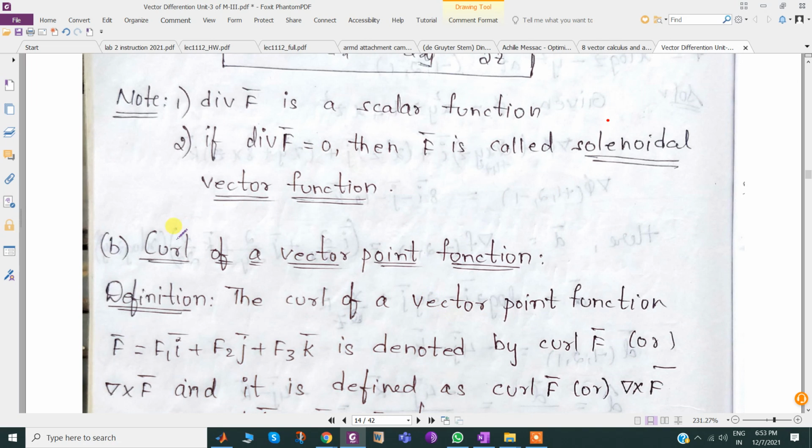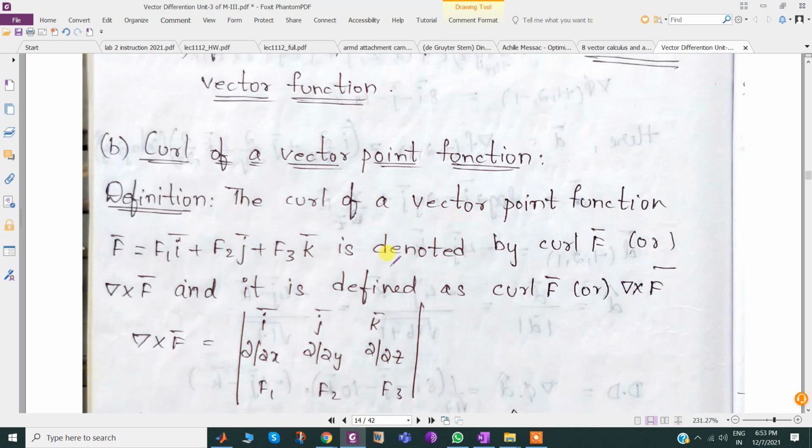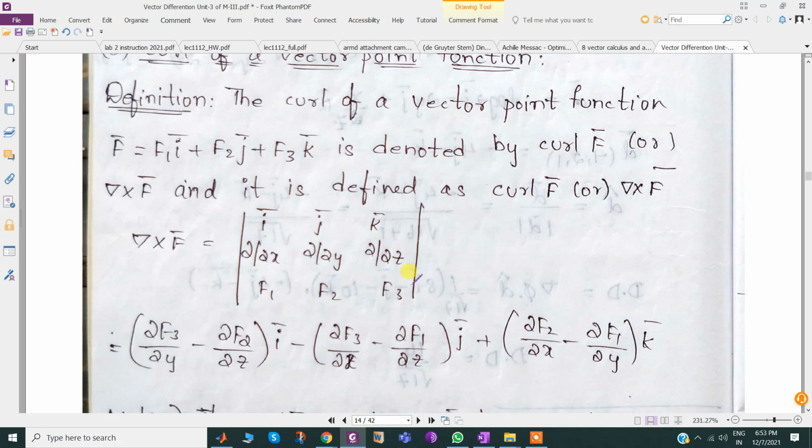Similarly here, curl of a vector. Here it was a dot product, here it is a cross product. Whenever the cross product is there, we are supposed to use the determinant i bar, j bar, k bar. This is the first vector, this is the second vector. For the first vector, i bar coefficient is del by del x, j bar coefficient del by del y, k bar coefficient del by del z.